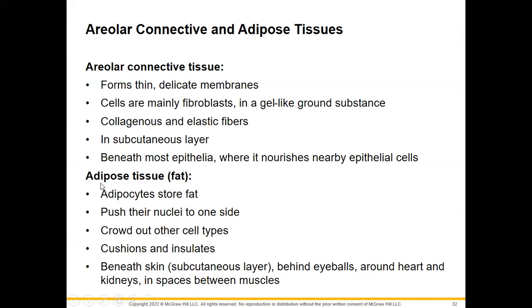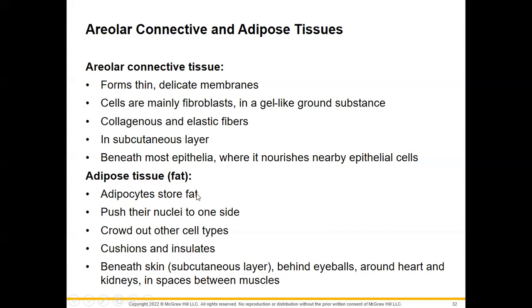Adipose tissue. Adipose tissue is basically fat. These are your fat cells that come together to create your energy storage, your fat and substance storage. Adipocytes. Adipose, so fat, cyto meaning cell. An adipocyte is a fat storage cell. All right, so that's what the word means. And of course, adipocytes store fat.